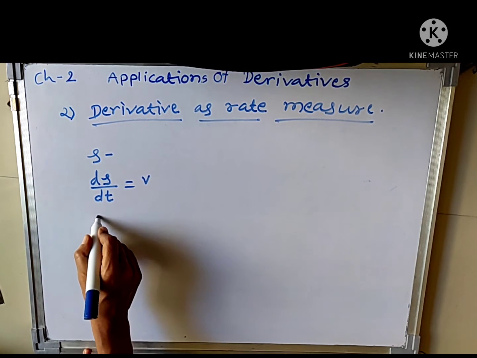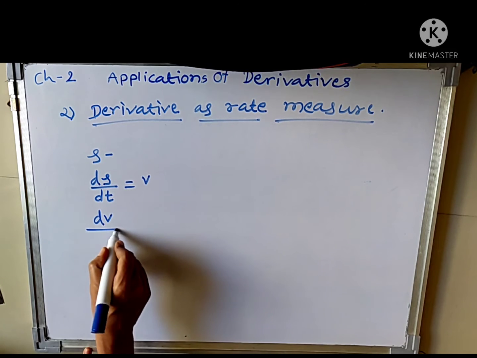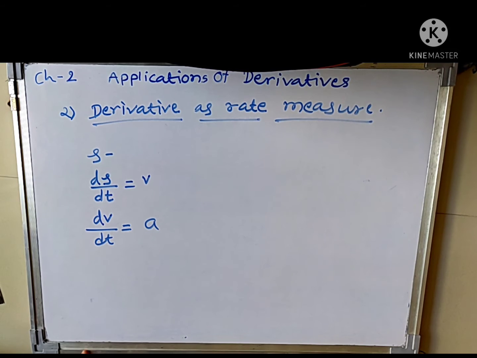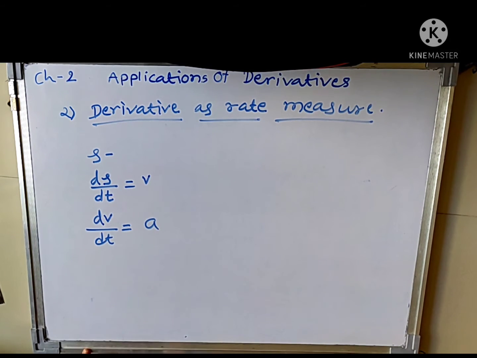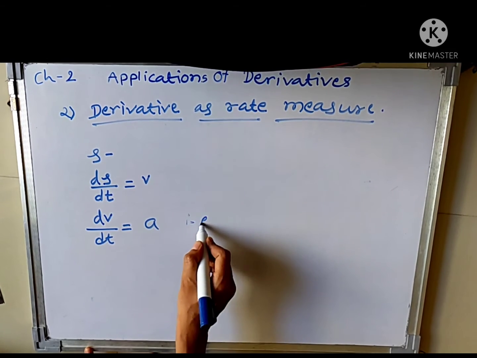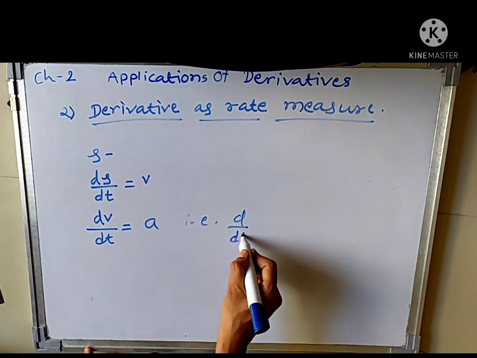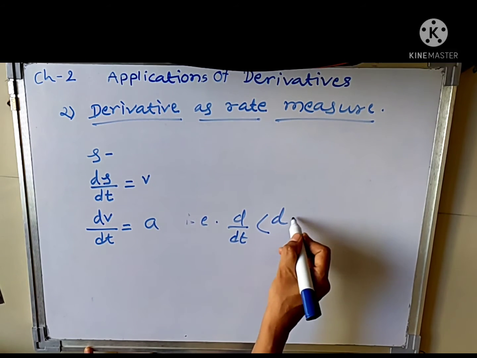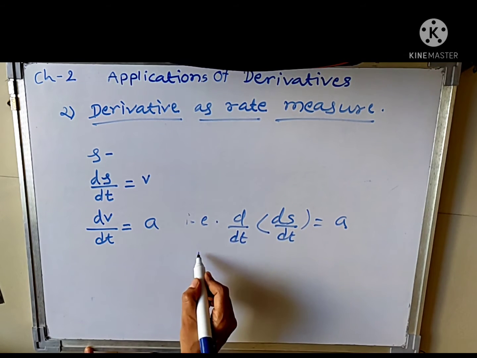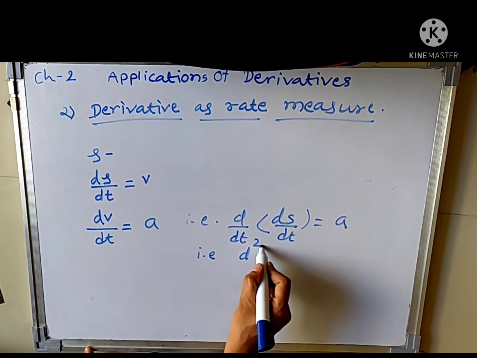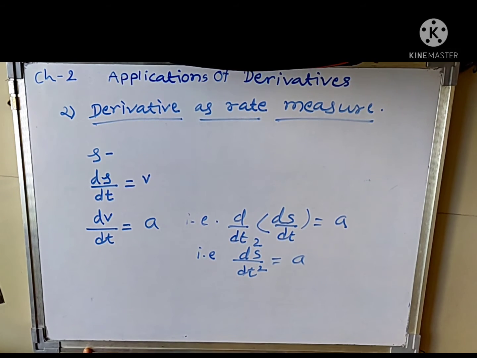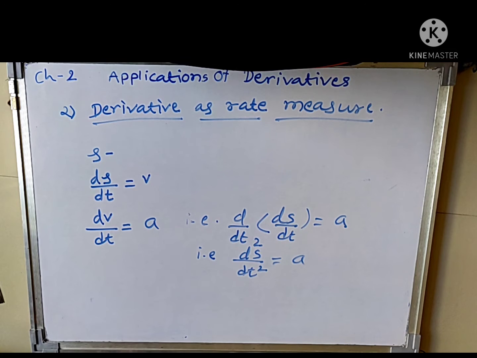Then the rate of change of velocity, that is dv by dt, is nothing but acceleration. Rate of change of velocity is nothing but acceleration. That is, d by dt of velocity, means d by dt of ds by dt, which is equal to acceleration. That is d2s by dt square. It is nothing but acceleration.